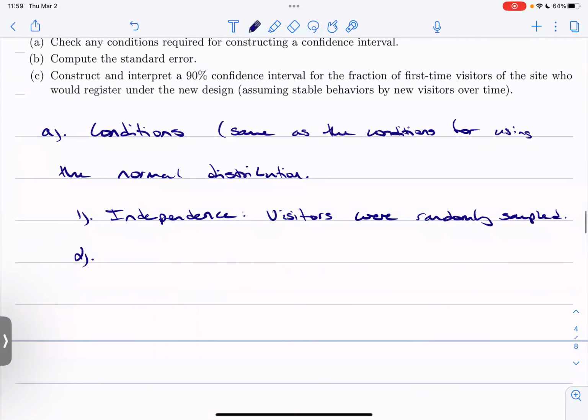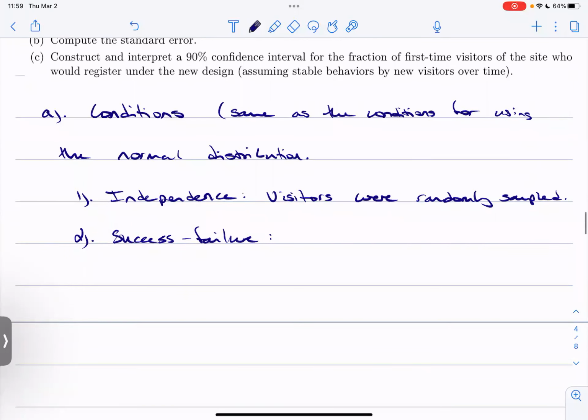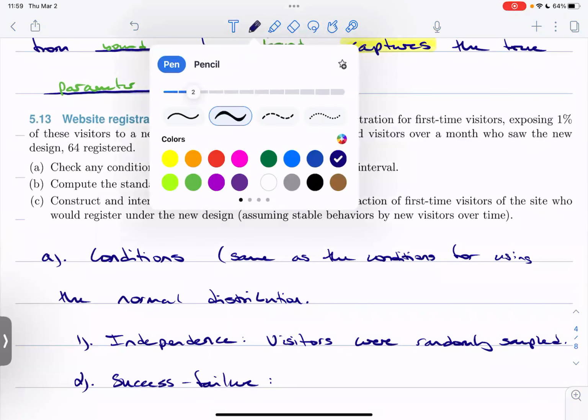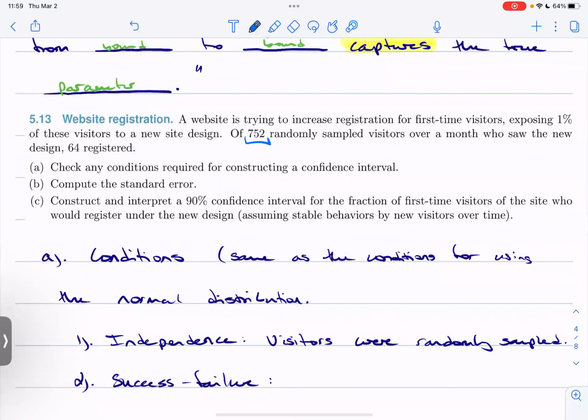The second condition is the success-failure condition, right? We need to have a sample that's large enough. Okay. Let's jot down: N is 752 and X is the number of successes, which is 64.